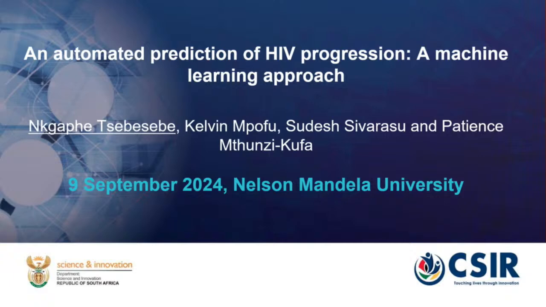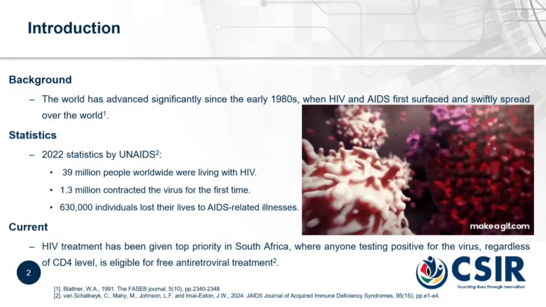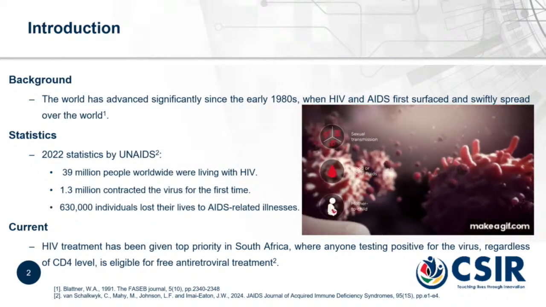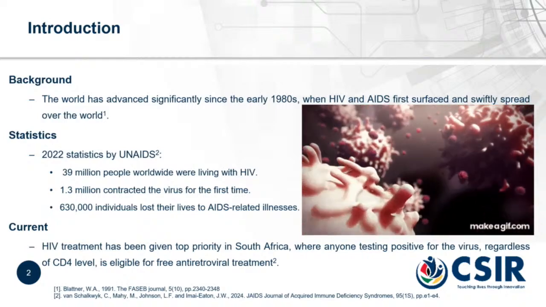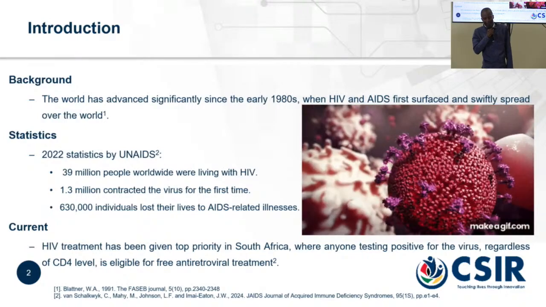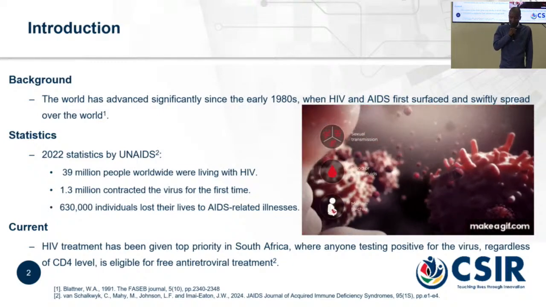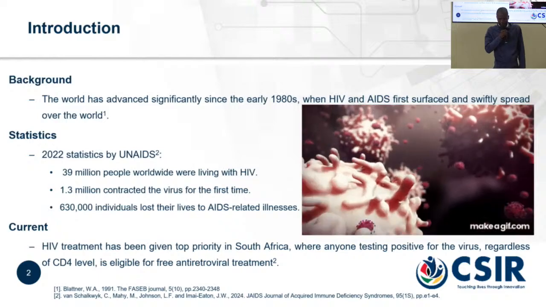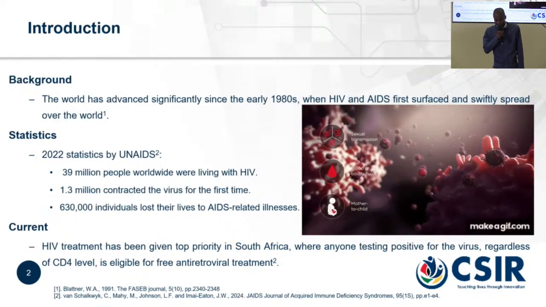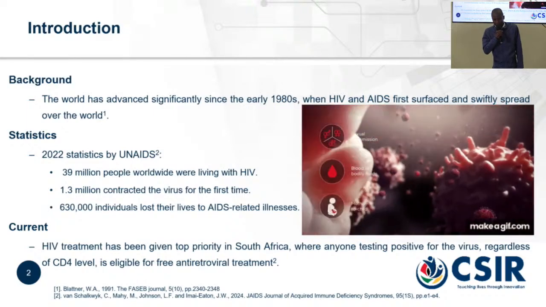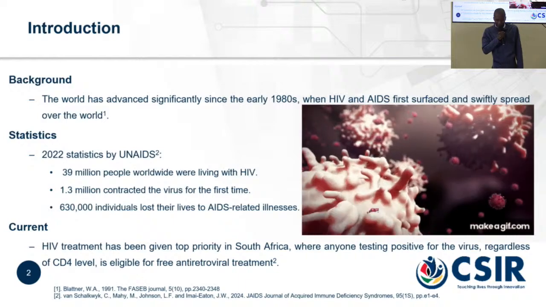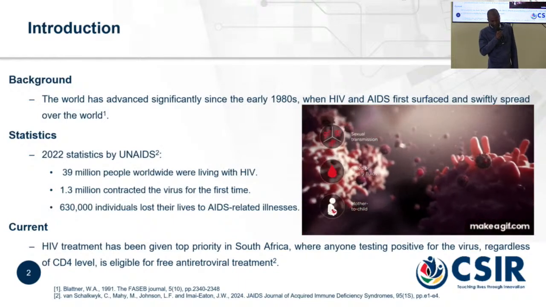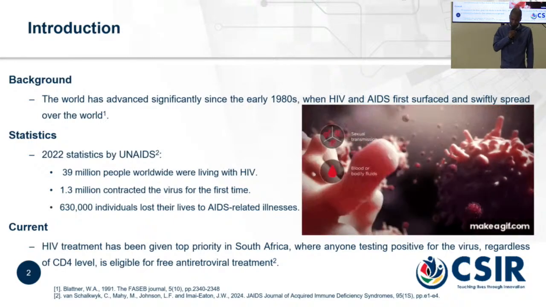Good afternoon, everyone. I'm Khabet Savesebe, and I'm going to be presenting a work titled An Automated Prediction of HIV Progression: A Machine Learning Approach. As we know, the era of HIV began in the 1980s, early 1990s, and since then the world has advanced significantly towards treating this virus. According to some statistics, about 39 million people were living with HIV in 2022. About 1.3 million contracted the virus, and about 630,000 individuals died.